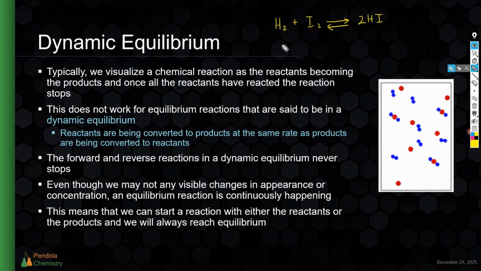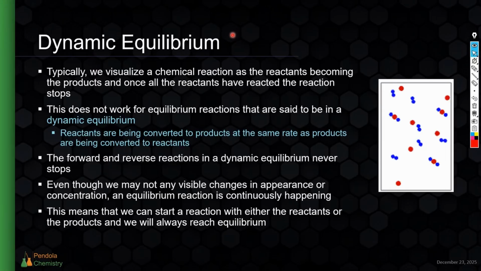So even if we have, let's say, 5 molecules of this, 5 molecules of this, and 10 of this, as one of these and one of these are becoming 2 of these, 2 of these are reacting to become 1 of each of these. So it's constantly going in both directions. Even though there's no visible change, no change in concentration, nothing seems to happen, the equilibrium is dynamic, it's constantly happening in both directions. So that's what a dynamic equilibrium means.